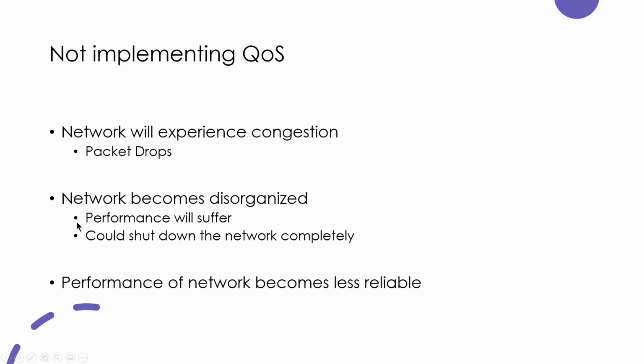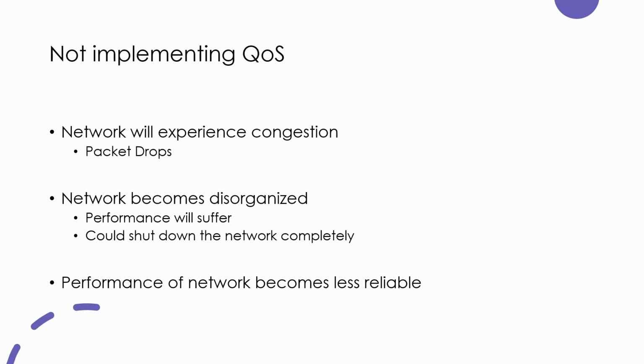So what will happen if you don't implement quality of service? Well, the network will experience congestion due to the amount of packets trying to go in and out of the network. A high level of packets will mean congestion, which will lead to packet drops, as mentioned prior. With packet drops, if it's crucial data, then that data is gone and will affect the rest of the data sent over, and it will be incomplete.